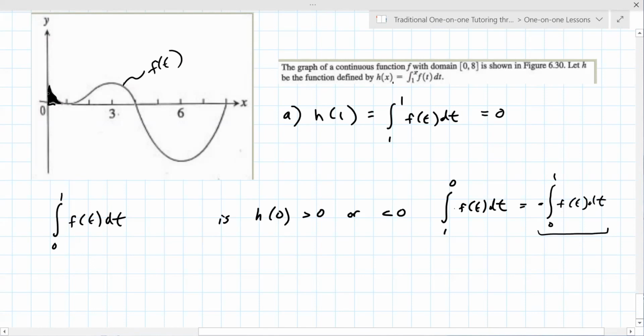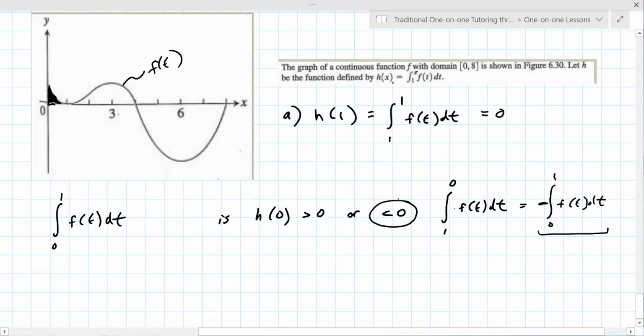So that area, we don't know what it is, but it's a number. It's positive though, because it's above the x-axis. But if you negate it, it becomes negative. All right. So this whole thing is negative, and that's why it's less than 0.